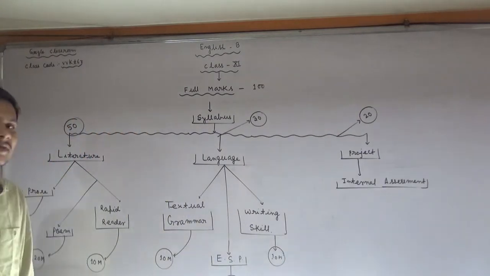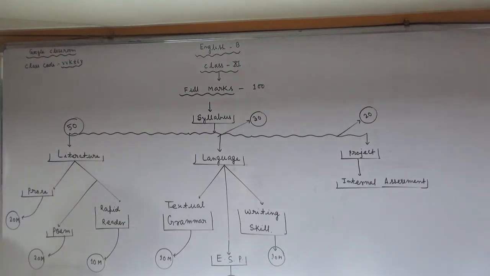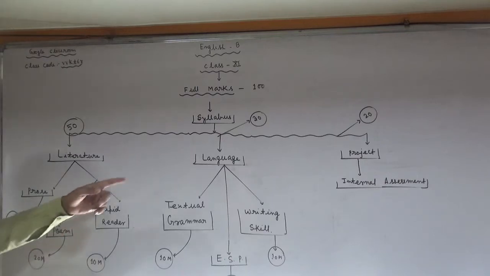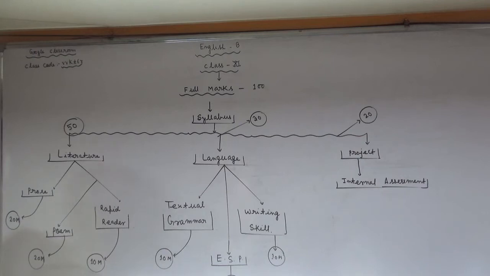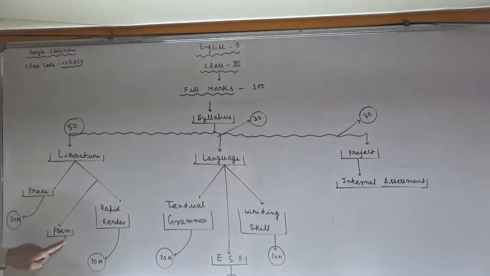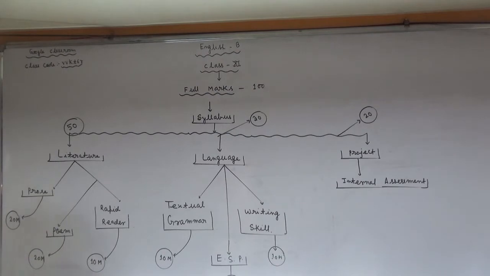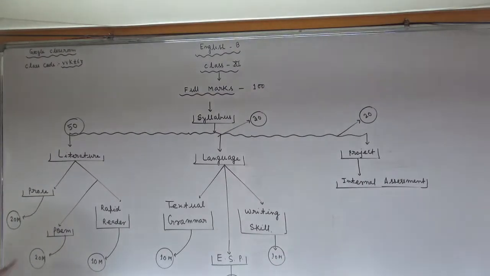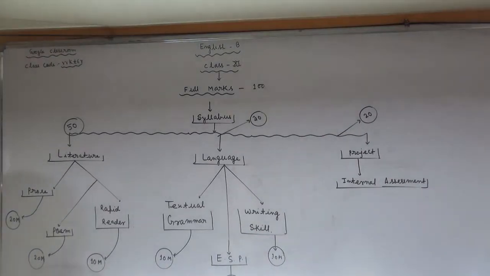Boys, English is your second language, and in this language you must be aware of your syllabus. Your syllabus has been divided into three sections. First one is literature, second one is language, and third one is project. English is full marks of 100 marks. In literature, literature has been divided into three sections. First one is prose, second one is poem, and third one is rapid reader. Prose consists of 20 marks, poetry consists of 20 marks, and rapid reader consists of 10 marks.